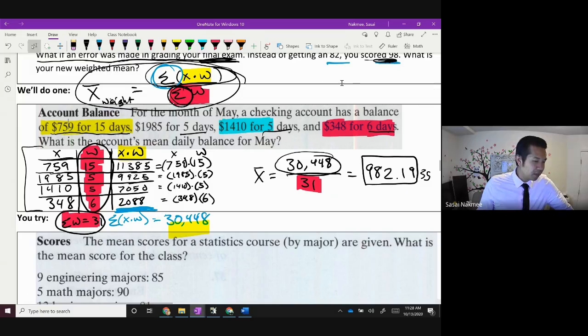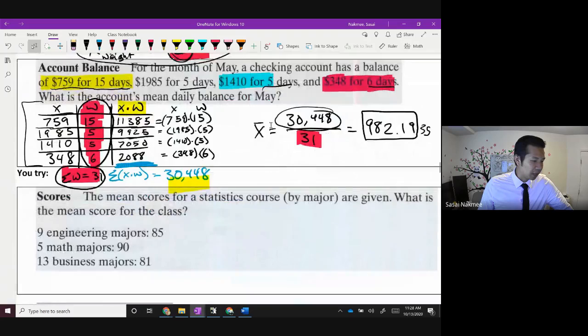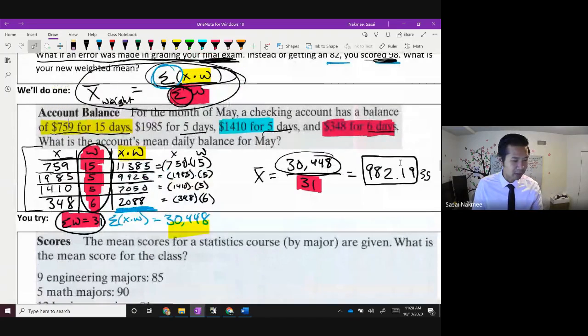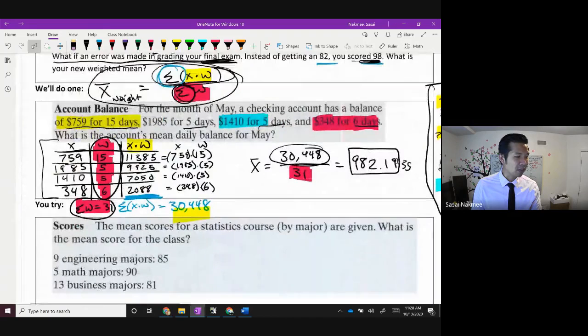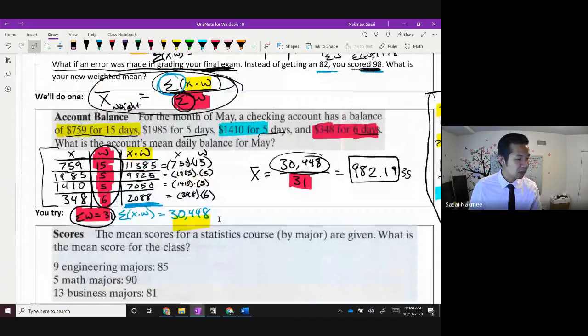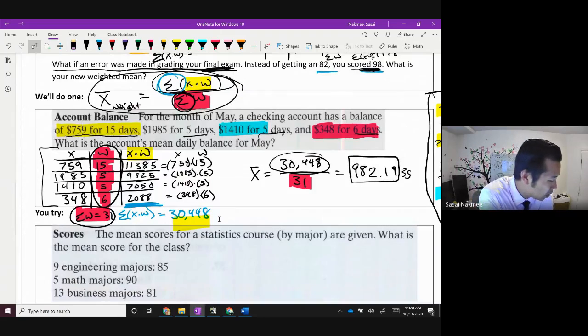If you want, I'm going to ask you guys to do this next problem right here. I'm going to scroll down a little bit. Actually, I'll just zoom out a little bit so we can fit both. So we're going to do this next problem. Actually, when I say we, I'm going to say you guys are going to do this next problem using this information. So this next problem has the scores for a statistics class separated by major. Okay? So what is the mean score of the class? Right? And we actually did this the other day with you guys when we were going over the quiz.